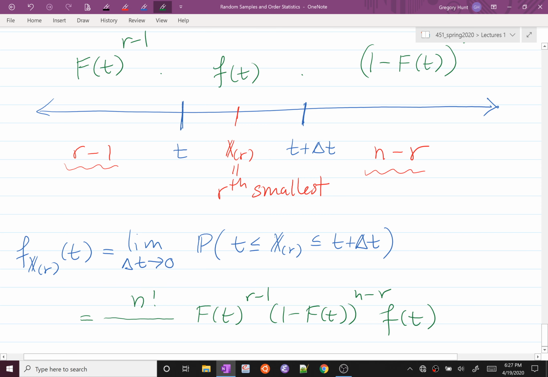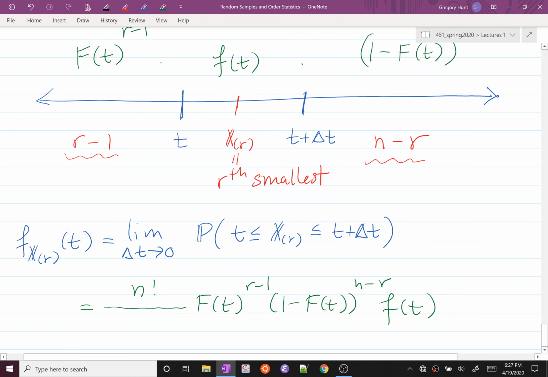But I have to account for the fact that some of these rearrangements are already accounted for in our probability. We don't want to double count the fact that these r minus 1, we could rearrange those in any order and it wouldn't affect anything. We could rearrange these n minus r in any order and not affect our probability calculation. So we're going to divide through by the number of ways we can reorder things there.